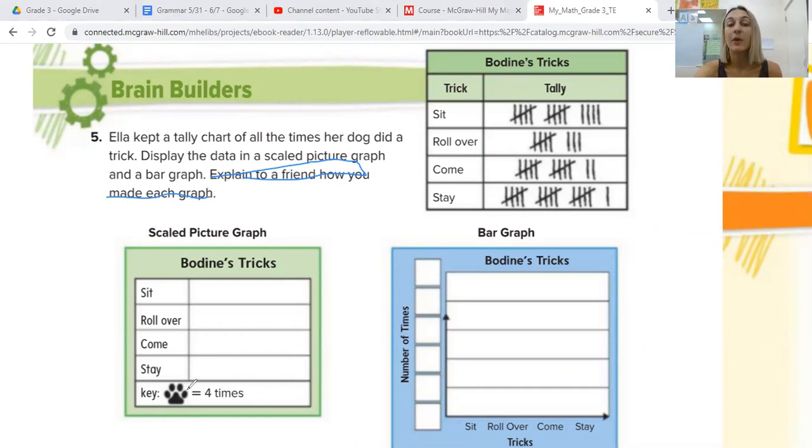So they tell you what your key is in the scale. So 1 paw print equals 4 times. So you're gonna count all these up and then draw the amount of paw prints you need. Some of them you might need half a paw print. It doesn't go into 4. Then the bar graph is gonna be the same exact data. So you can use the same scale here. 0 always goes here, and then 4. Okay, then do the rest here. Count by 4s. Okay, that's all for that one.